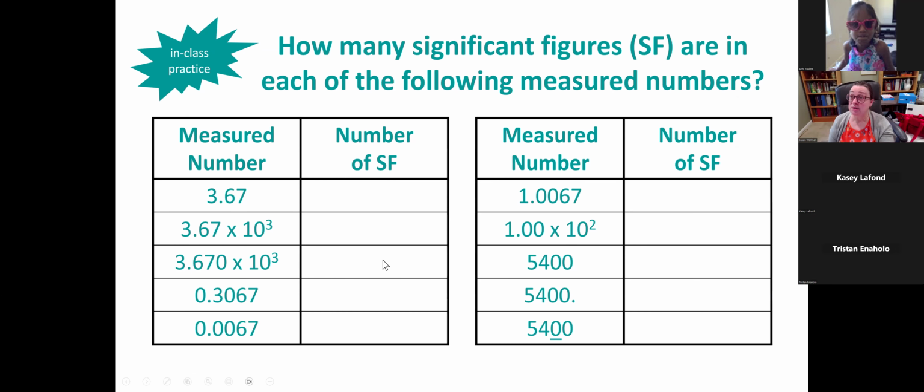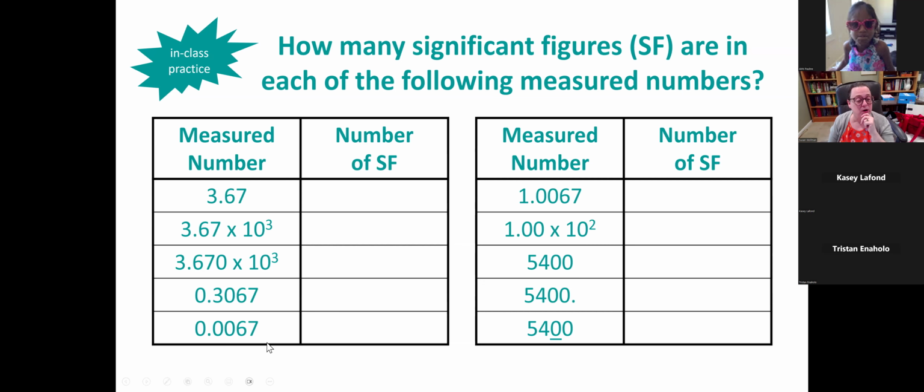Right. See how easy that was to tell? If we had written those out, it would have been really hard to see whether that zero was going to be significant or not. All right. How about 0.3067? How many significant figures are in that one? Right. Good. So that zero at the beginning, not significant. It's just kind of there so you can find the decimal point. But that zero in the middle is significant.